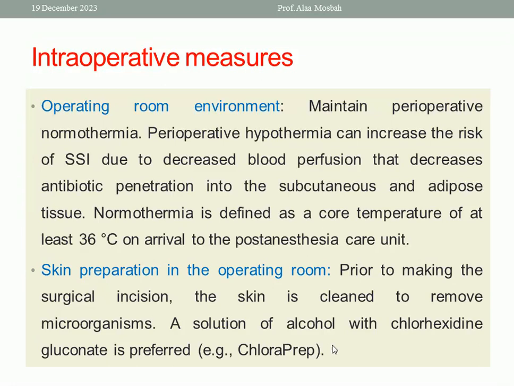What else in intraoperative measures? Skin preparation in the operating room. Prior to making surgical incision, the skin is cleaned to remove microorganisms. A solution of alcohol with chlorhexidine gluconate is preferred. Although there are many other alternatives, a solution of alcohol chlorhexidine gluconate is a good example for cleaning the skin before surgery.